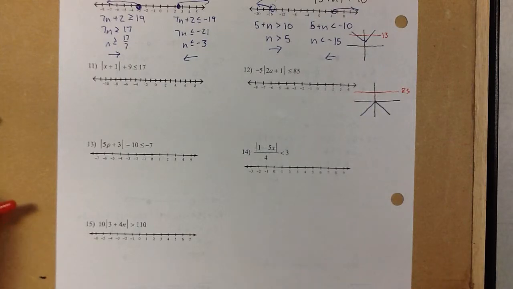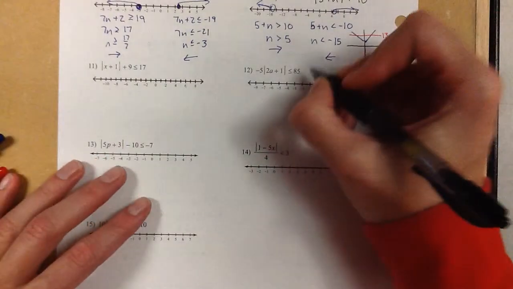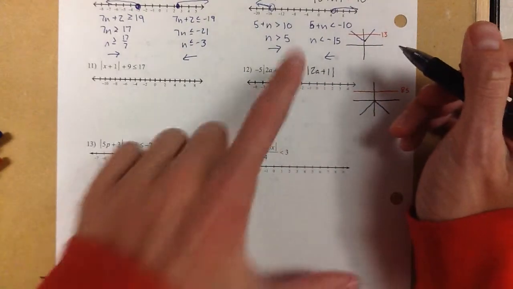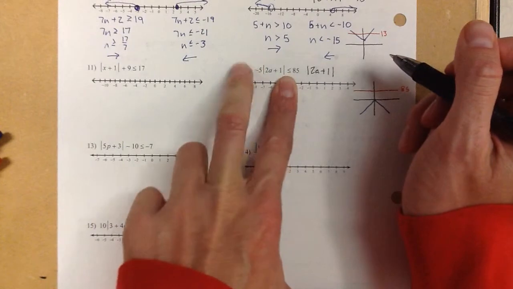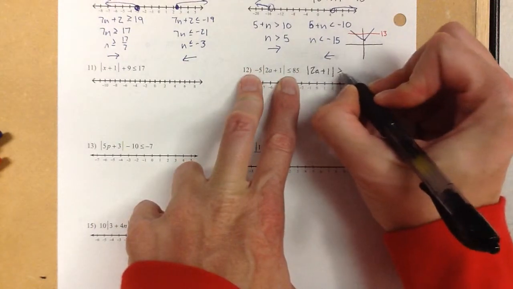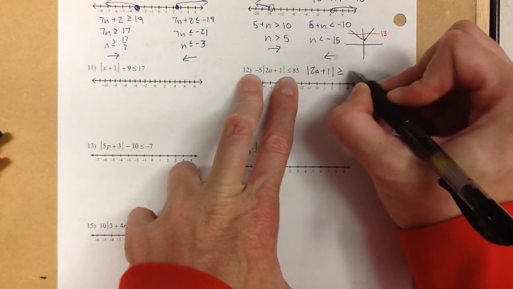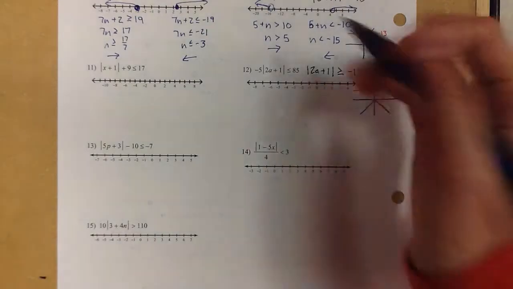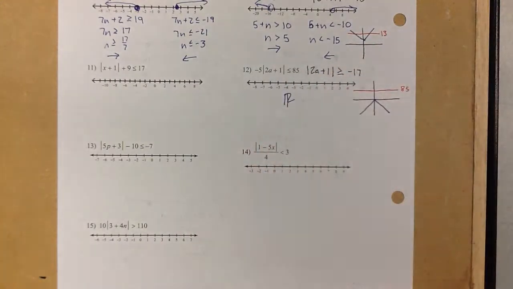Here's another way you can look at it. If I isolate the absolute value, 2a plus 1, it's got to flip because we're going to divide by negative 5. Greater than or equal to negative 17. When is an absolute value greater than a negative? Always. So you end up with all real numbers.